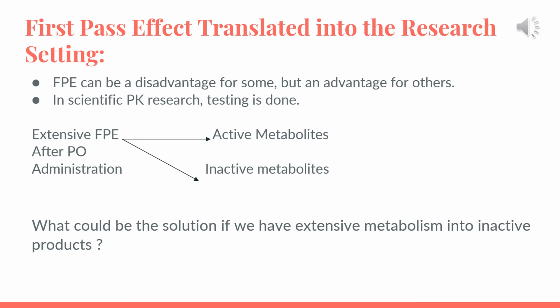If we want to translate the first pass effect into the research setting, we can conclude that FPE can be a disadvantage for some drugs but an advantage for others. In scientific pharmacokinetic research, testing is done. For instance, you've administered an orally available drug and you've seen that we have extensive first pass effect into active and inactive metabolites. Take the example of a drug X that has extensively undergone first pass effect after high absorption from the GI tract. Consider that the majority of this drug is going to be metabolized into inactive metabolites as the major end product.